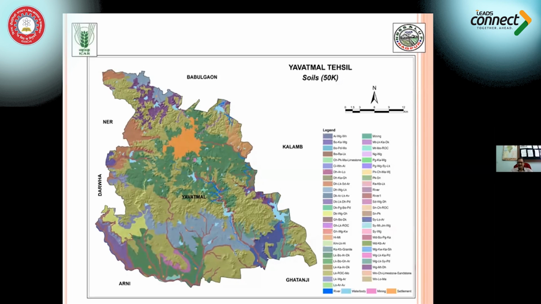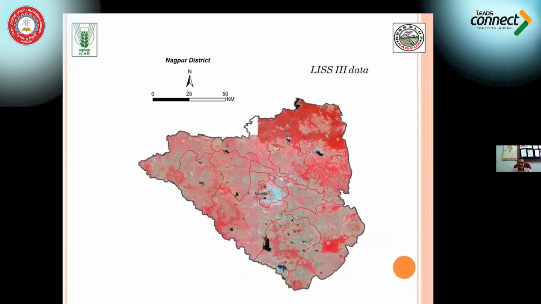Recently, we covered the same district using high resolution soil data. While preparing the land form map, if you compare the one generated through list 3 with the one from recent list 4 data, you can find differences in the landform delineation. That is the ultimate use of this fine resolution data.